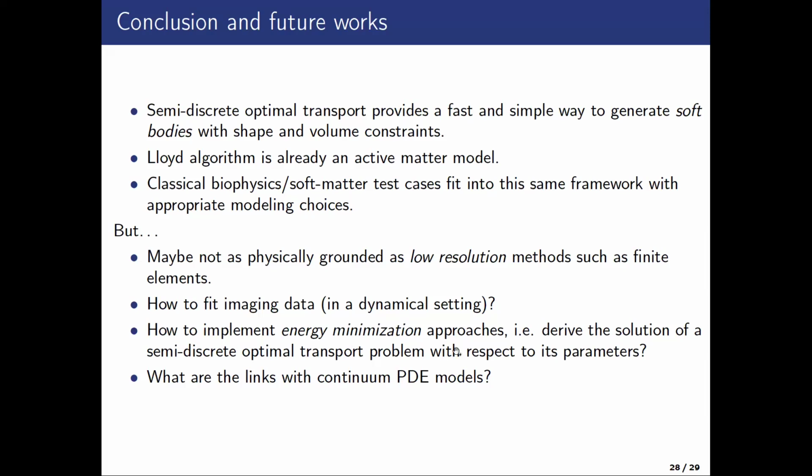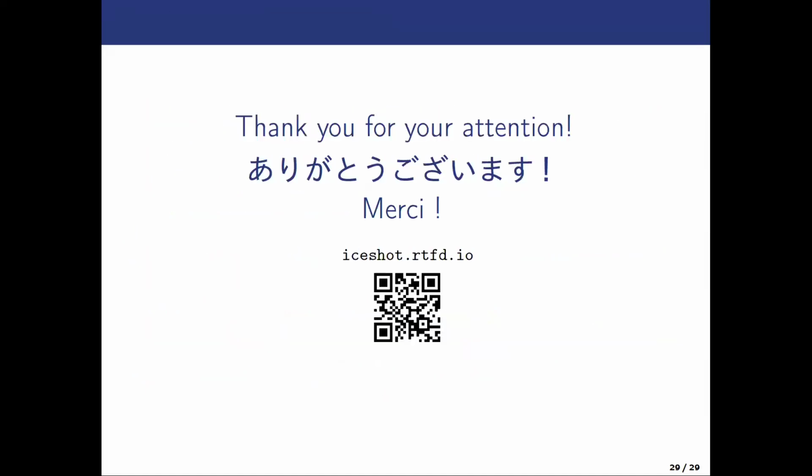The problem is that it's difficult because the model is the solution of an optimal transport problem. So we have to differentiate the solution of the optimal transport problem, and I'm not sure I know how to do that. And then what are the links with continuum PDE models? And I will stop here. Thank you for your attention.